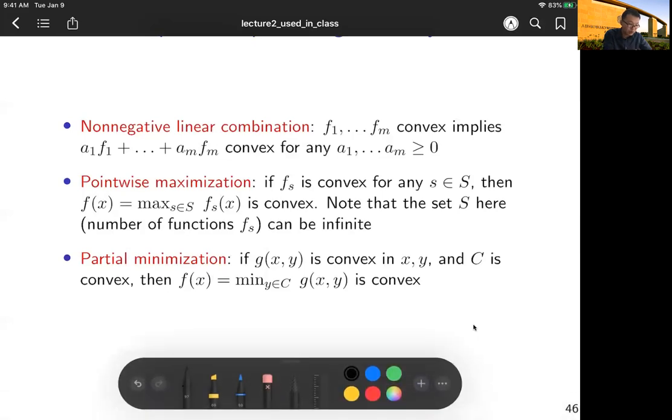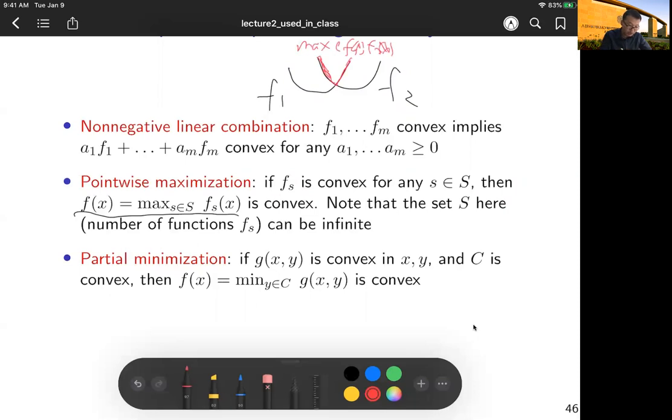That's defined by this. Let me give an illustration with just two functions. Suppose we have function f1 that's convex and function f2 that's convex. What is the point-wise maximization? The max of f1 and f2 is this line, right? It's this part of the function. So you can clearly see from this example that point-wise maximization remains convex.